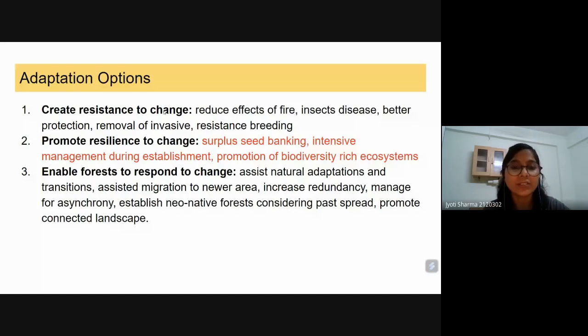We can promote resilience to change. For example, we can increase the biodiversity. After increasing the biodiversity, there will be a lot of options where we can adapt ourselves. The third is to enable forests to respond to change. Here we can manage the forest in such a way that it responds to the change. For example, we are assisting natural adaptations and transitions, such as assisted migration to newer areas. So here we are enabling the forest to respond to the change. So these are the adaptation options.